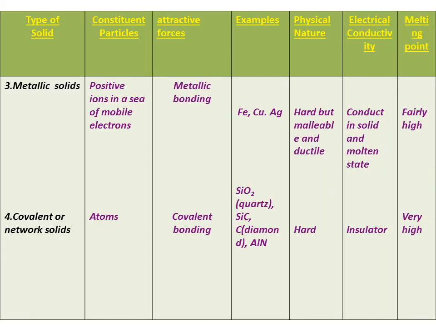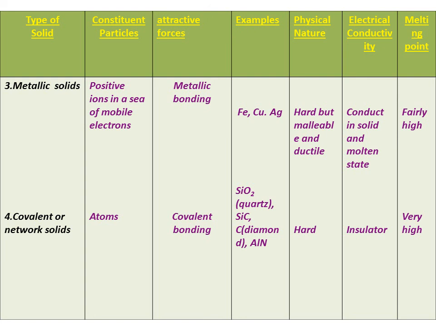Okay. Third is metallic solids. Constituent particles are positive ions, called kernels, in a sea of mobile electrons. Attractive forces, metallic bonding. Examples: iron, copper, silver. Physical nature, they are hard. Why must they be hard? Because of the metallic bond. But they are malleable and ductile. They can be made into thin sheets, and they can be stretched into long wires.